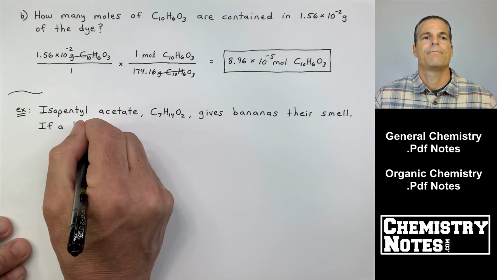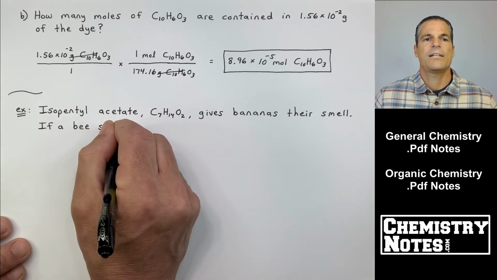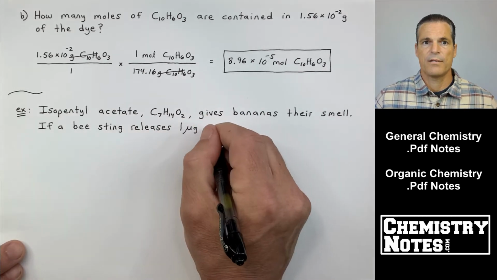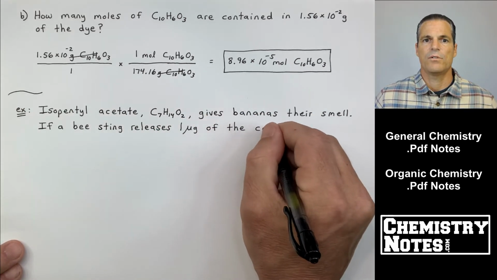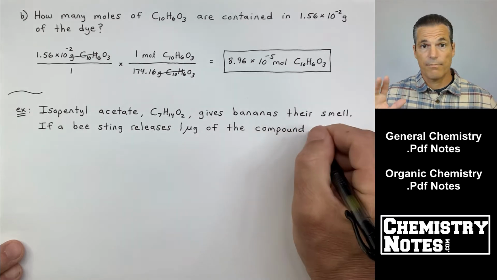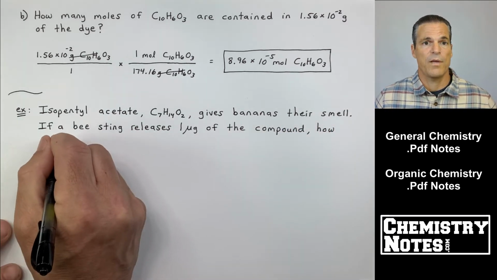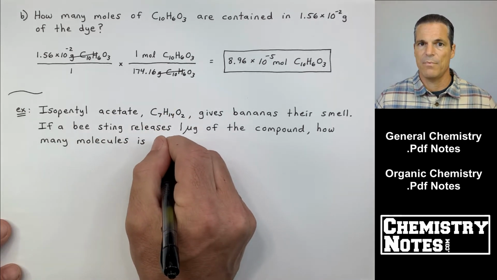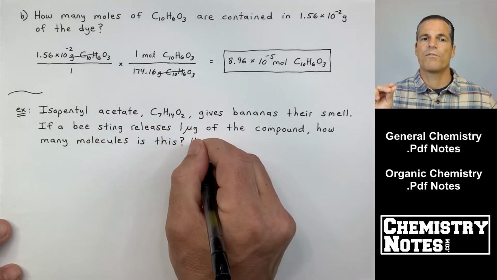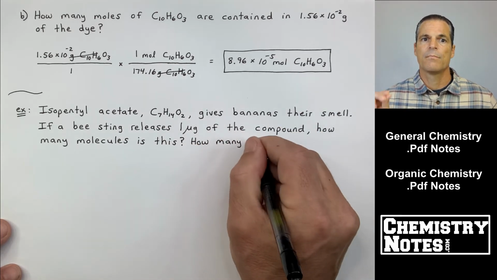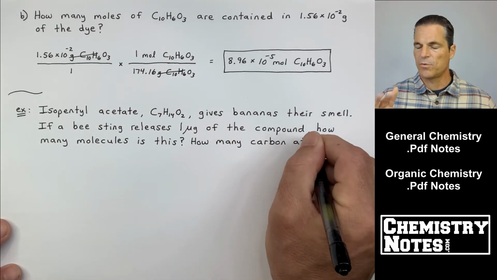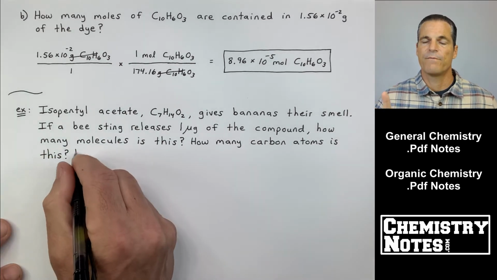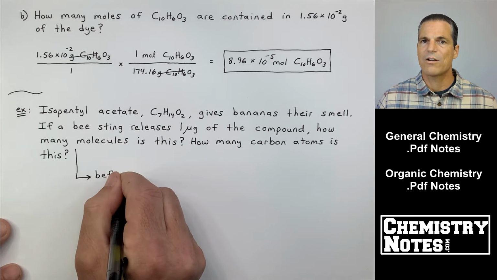Okay? Another example problem. Isopentyl acetate. Luckily, they've given us the formula, right? C7H14O2 gives bananas their smell. That's great. That's just superfluous information. Let's hone in on what's important. We've got 1 microgram of the compound. We want to go from 1 microgram to molecules. And then once we've got molecules, we can do the second part of the question, which is how many carbon atoms. First things first, 1 microgram.